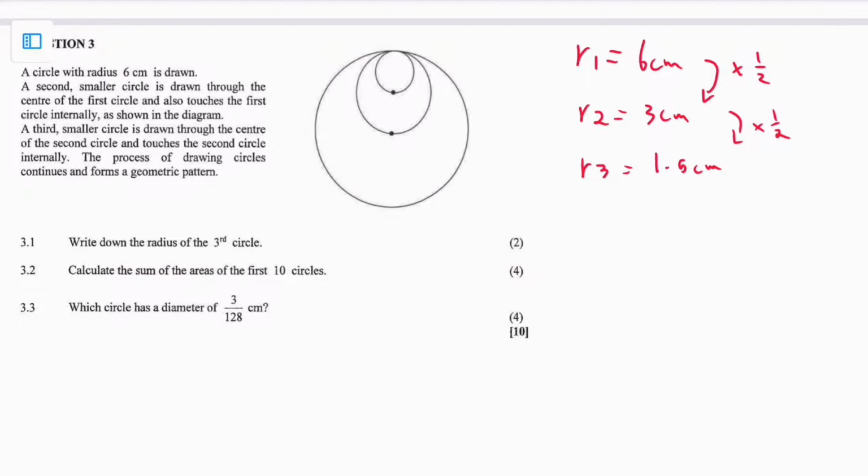So, how do we go about doing this? They ask us to write down the radius of the third circle. So what I would do is just look at this and notice that this is the first radius, and they tell us this is 6 centimeters. Okay, so that means that this entire diameter is 12 centimeters.